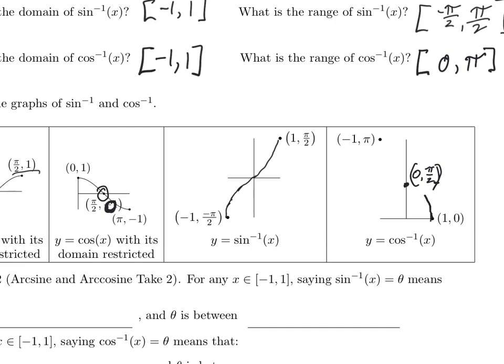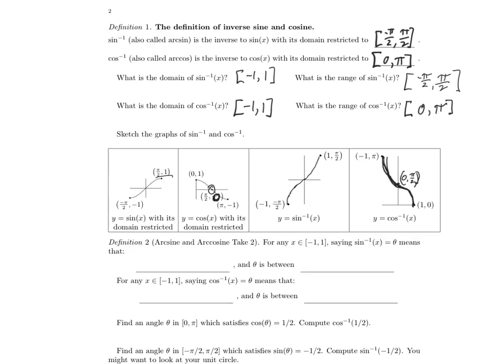So it'll be really steep. It kind of flattens out to have slope about -1, and then it climbs up to the point -1, pi. So there's the graph of inverse sine and inverse cosine.